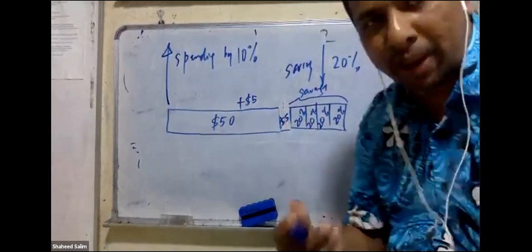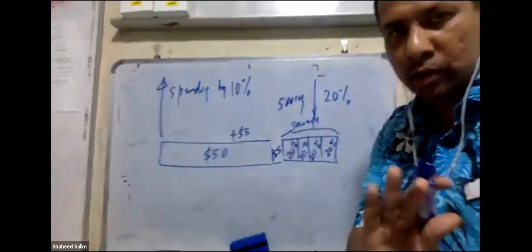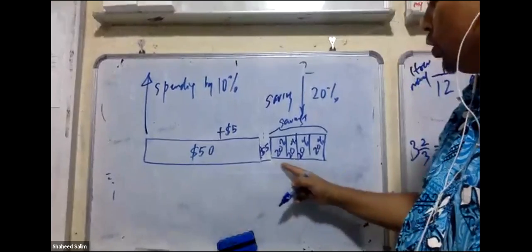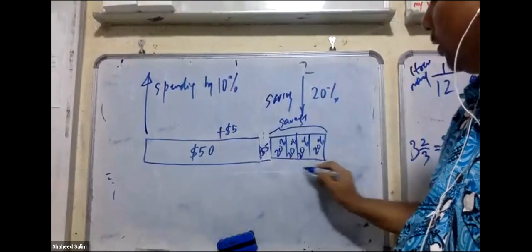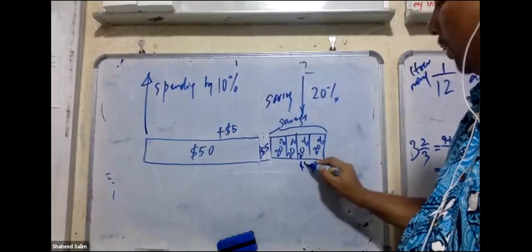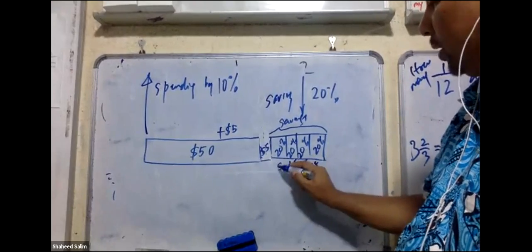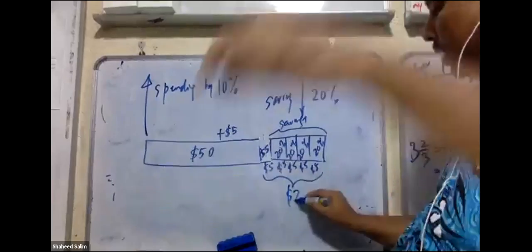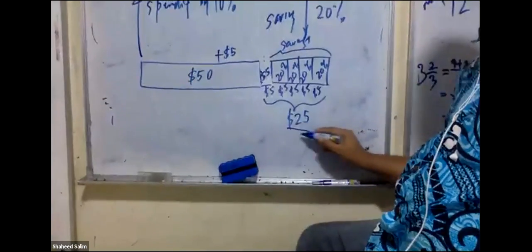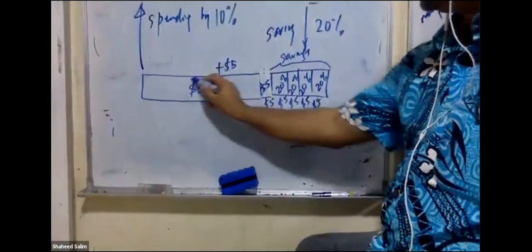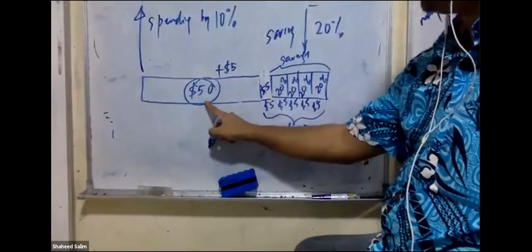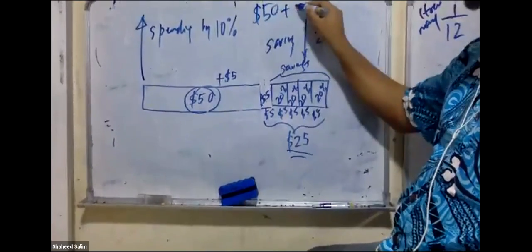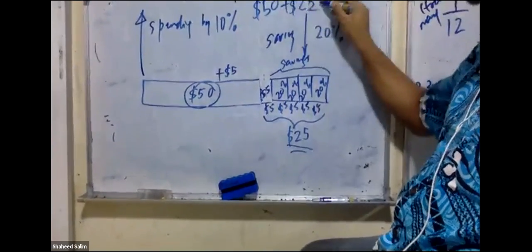You must be able to understand that part. If you don't get it, it's okay. But let's assume you get it. So you can find what is his saving. 5, 10, 15, 20, $25. Total is $25 is his savings. So originally, his expenditure is $50. So what's the total amount of money? 50 plus 25 is 75.